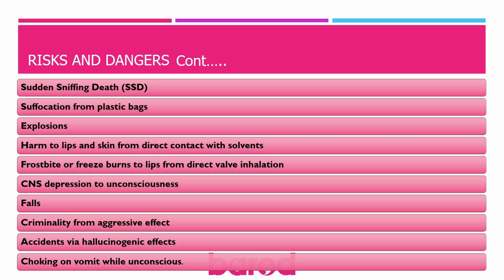Also at risk is falls, criminality from aggressive effects, accidents via hallucinogenic effects, and choking on vomit while unconscious.